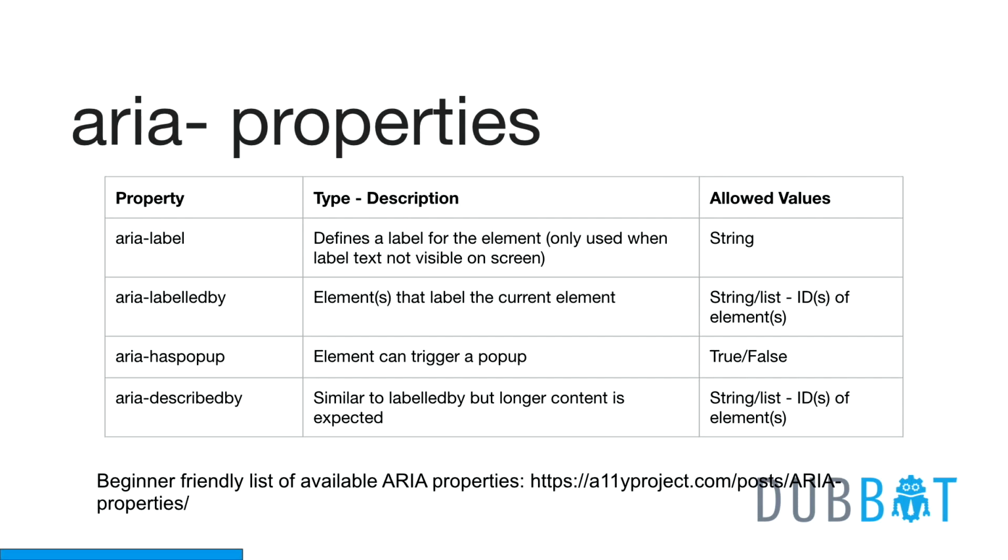ARIA described by, this is for longer text, so it's very similar to ARIA label, but if you want to provide more context than just a short snippet, ARIA described by is a great example. So I think of this as if you're including a graphic of a flyer or something on your website, you might want to have ARIA described by and have all of the details that are in that flyer.